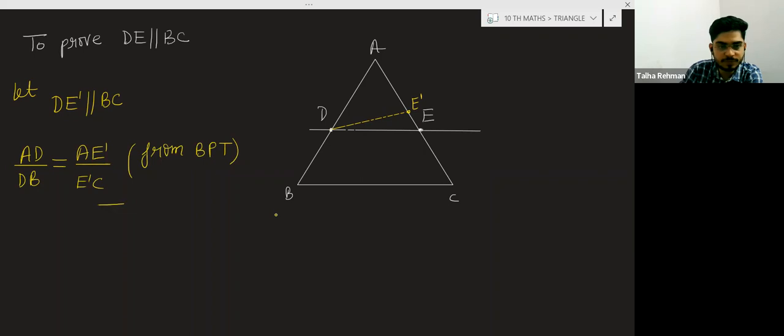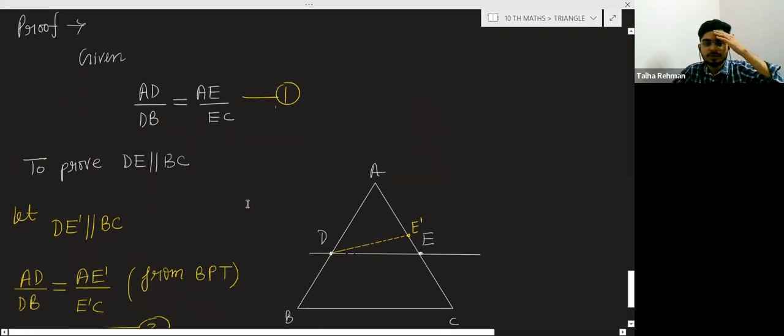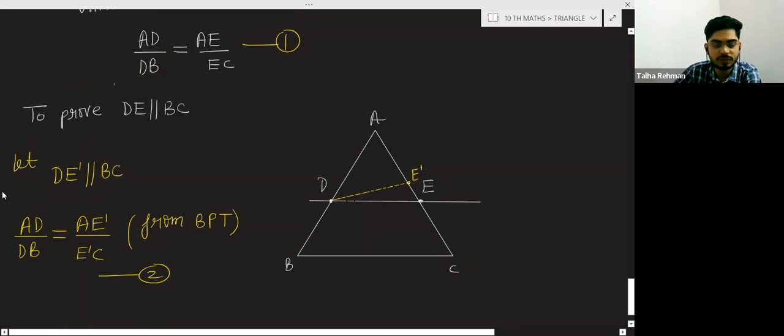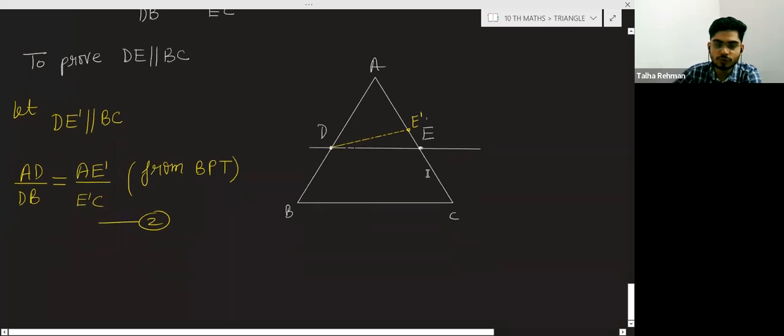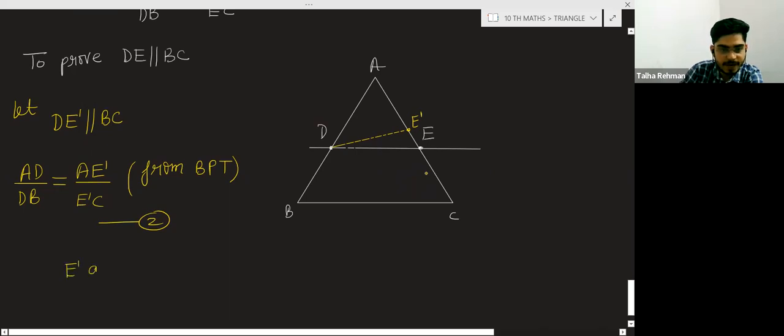Now suppose this is your equation number second and this is your equation number first. See here, the left hand side of equation 1 is equal to the left hand side of equation number 2. Means the right hand side of equation 1 should be equal to the right hand side of equation number 2. So from this we can conclude that E dash and E will coincide.